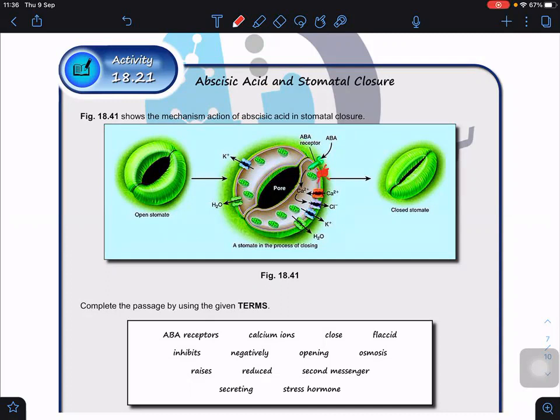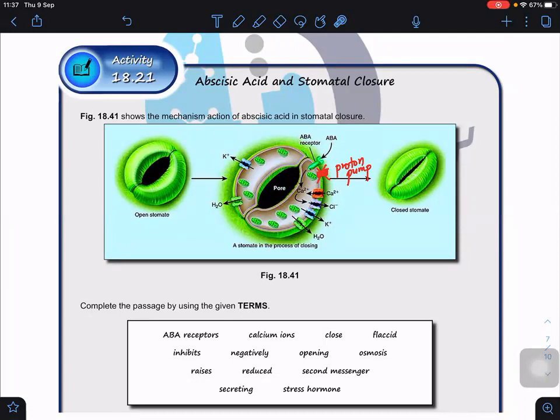ABA binding to the receptor will trigger, or inactivate, the proton pump. Okay, the proton pump is inactivated. If the proton pump is inactivated, then we do know that K plus now moves out, and water molecules move out. That's the first mechanism. Are you clear? But it's not strong enough in this case.